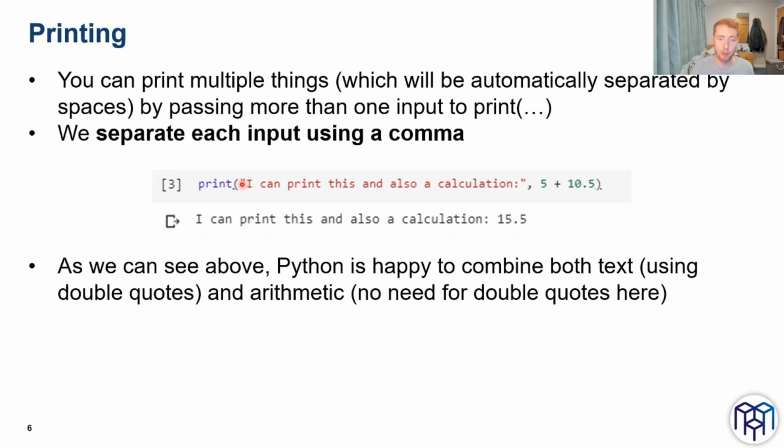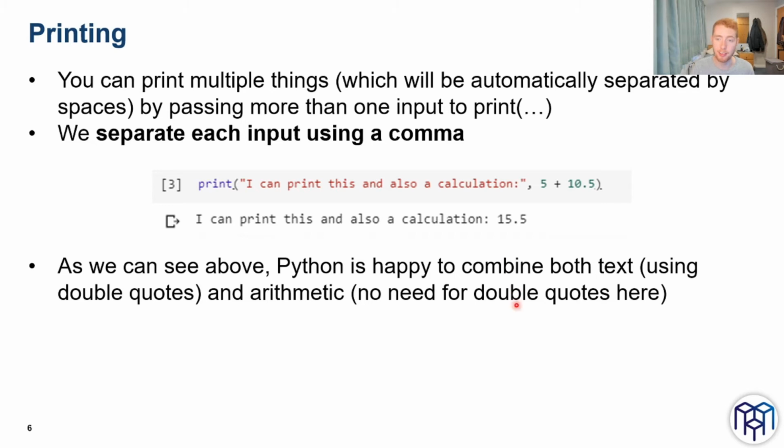So Python prints the first one as normal. It then puts a space between the 2 inputs, and it's going to evaluate this one. Python goes, oh yeah, this is a mathematical expression. You probably want me to calculate that. And so it does, and gives you 15.5.